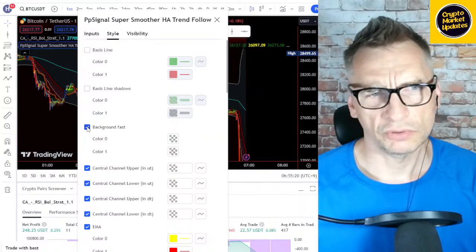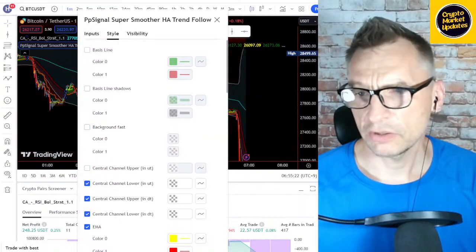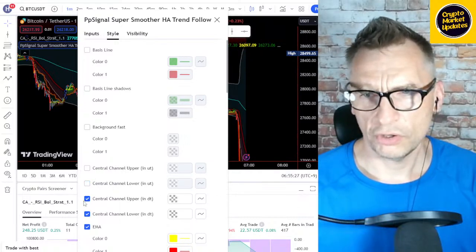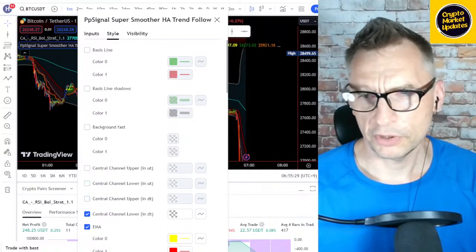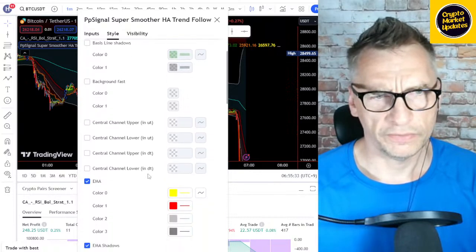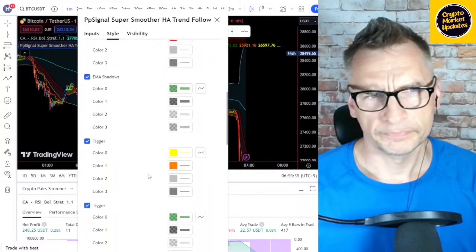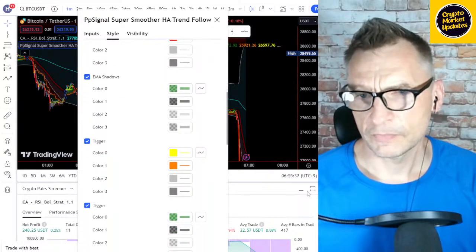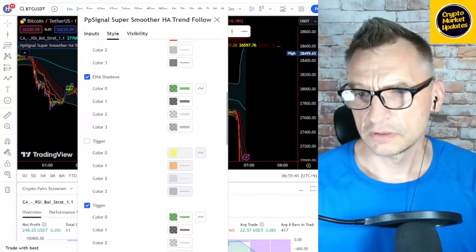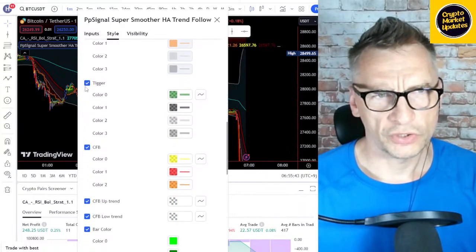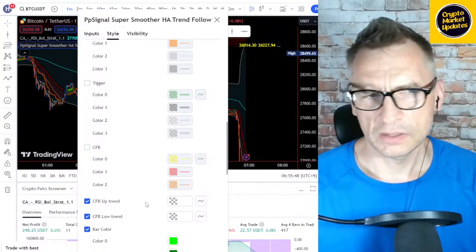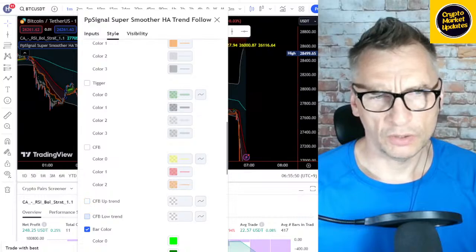Background fast is also turned off. Central channel is turned off. Central channel lower off. Upper off. And this one off. Turn off the trigger. Both triggers and CFB. And the uptrend and low trend as well.